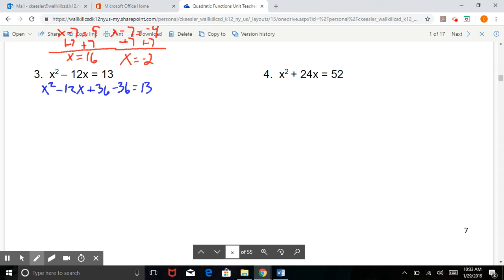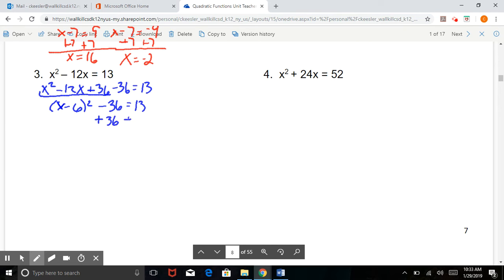Now, keep in mind the plus 36 and the negative 36 don't actually change the equation because we haven't added in anything other than 0 by adding it and subtracting it. The first three terms make a perfect square trinomial because half of negative 12 is negative 6, so negative 6 plus negative 6 is negative 12, and negative 6 times negative 6 is positive 36. So we can rewrite that as x minus 6 all squared minus 36 equals 13, and start to solve.